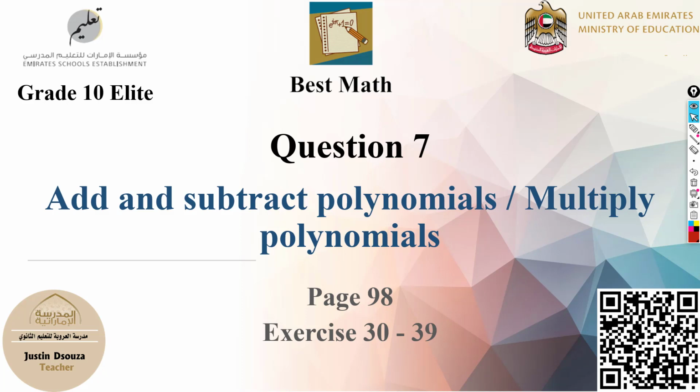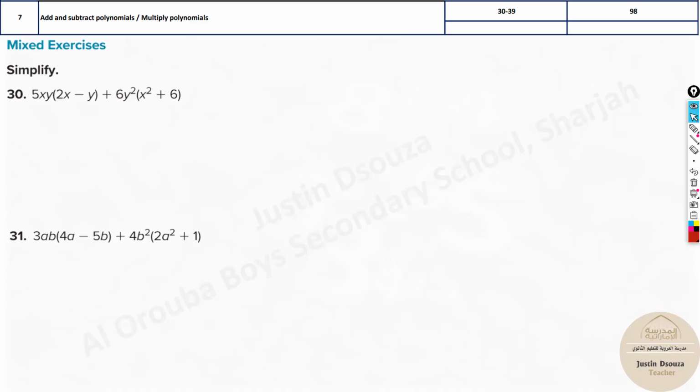It is to add and subtract polynomials or to multiply polynomials. Here we have to simplify. If you look at this question, you can see there are brackets and there is plus, there's minus, everything is included in this. All you need to do is use the distributive property and simplification. That's it. See, now multiply this inside. Here also multiply it inside.